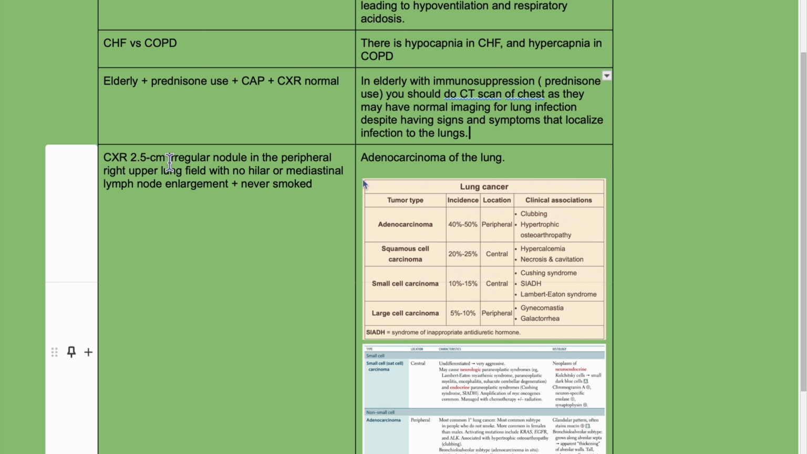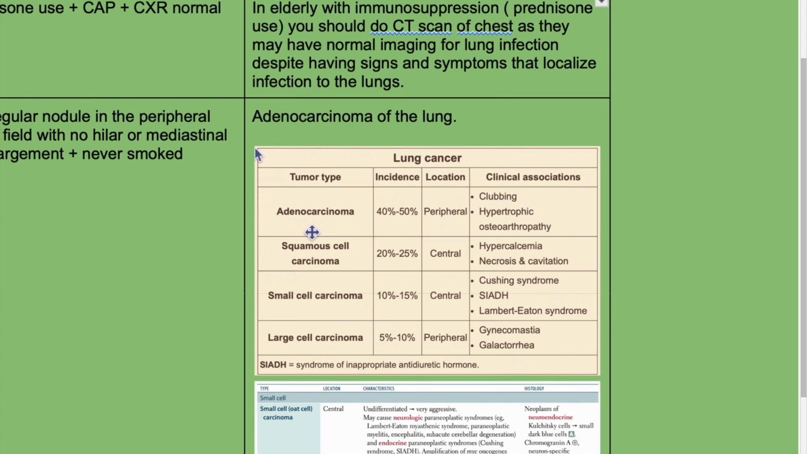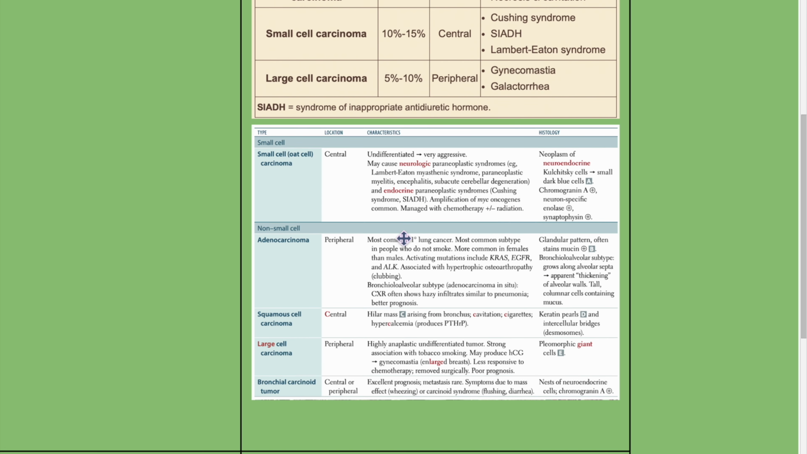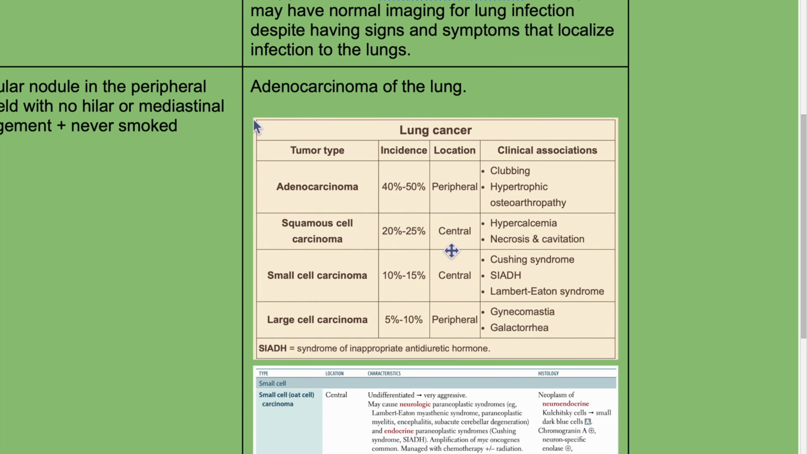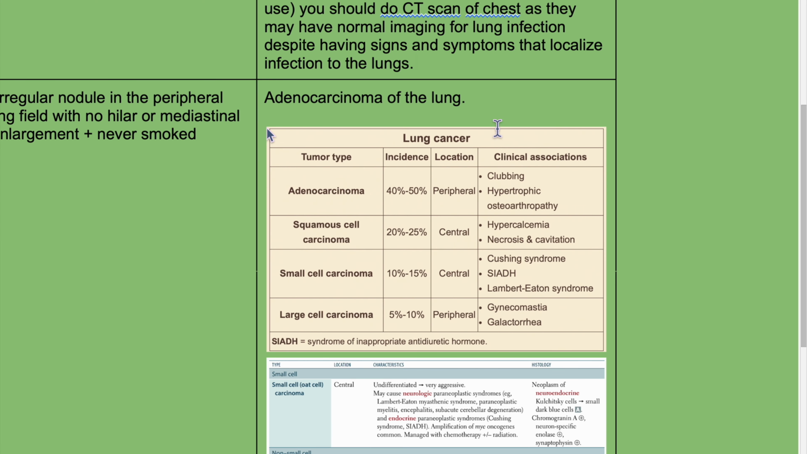In chest x-ray, you have a 2.5 centimeter irregular nodule in the peripheral right upper lung field with no hilar or mediastinal lymph node enlargement. And they have never smoked. Again, you know this from step one, right? This page where they went through all of these, and adenocarcinoma was the most common subtype in people who do not smoke, right? I won't go through all of that. I'll just go through this.